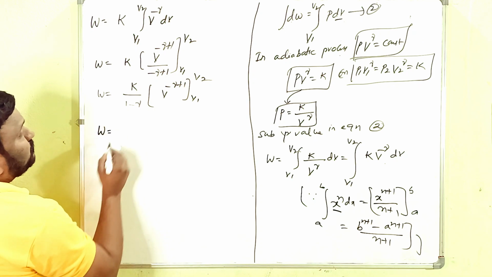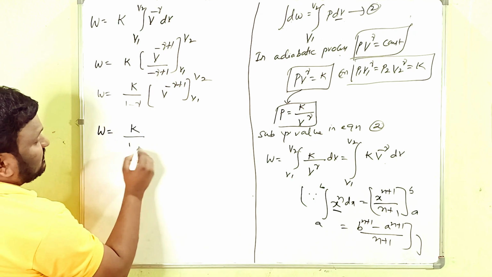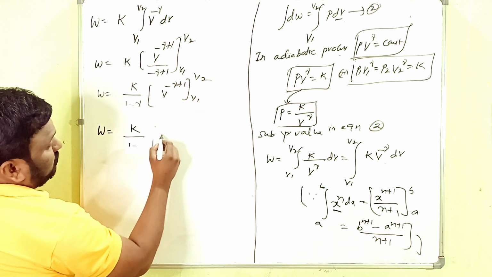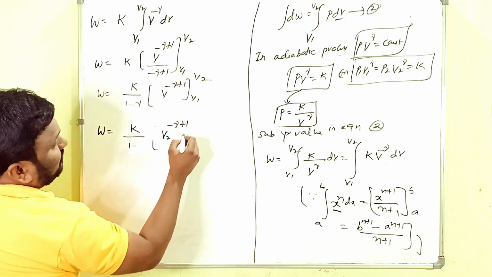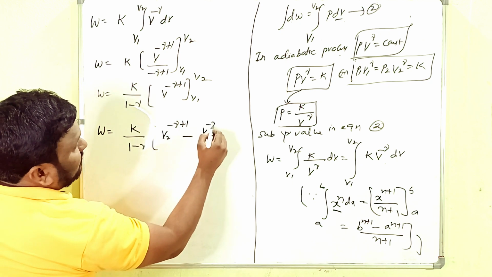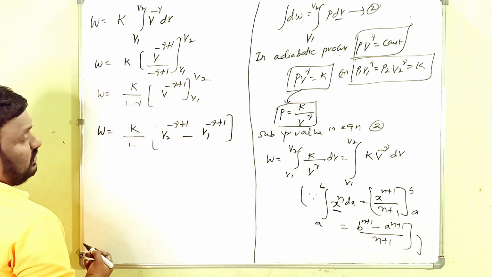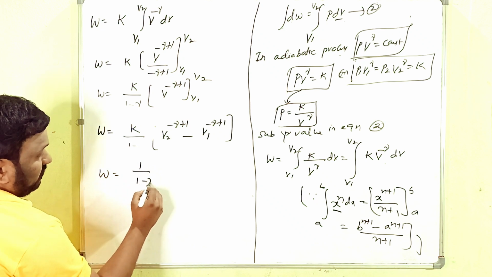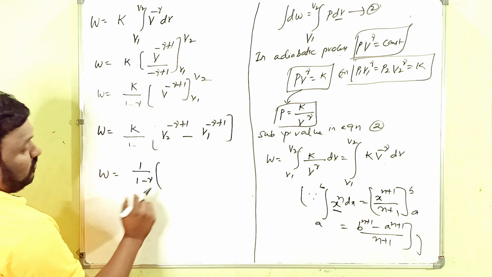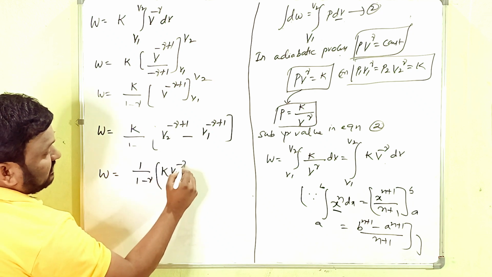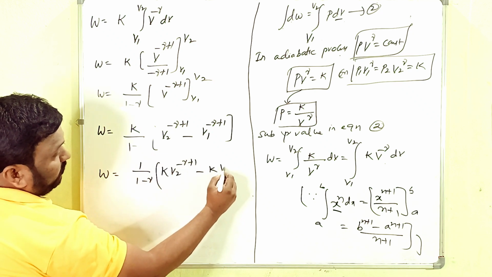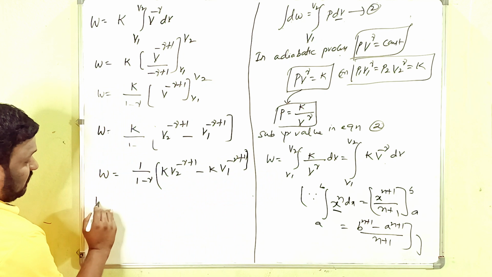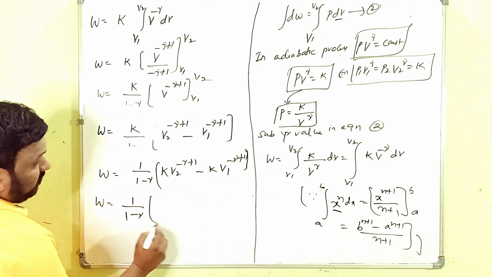Now here you can substitute like this. W is equals to K by 1 minus gamma of, where we have V, there we have to substitute the upper limit V2 first, V to the power of minus gamma plus 1, minus V1 to the power of minus gamma plus 1. Clear? And you can multiply the K with the terms V2 and V1: 1 by 1 minus gamma of K V2 to the power of minus gamma plus 1 minus K V1 to the power of minus gamma plus 1. Clear?